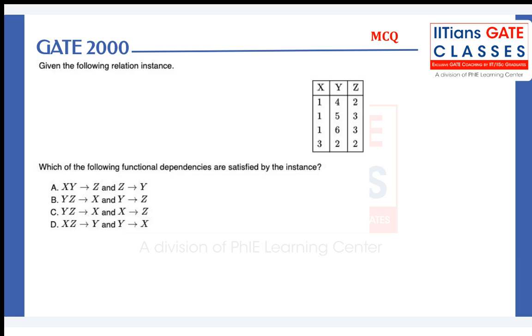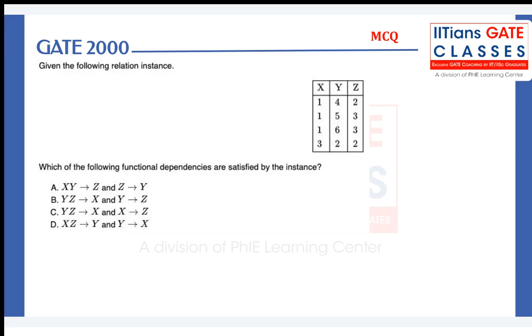XY derives Z. Can this be a functional dependency given the relation schema? Relation instance, sorry. XY derives Z. See, each value of XY is unique, right? In the table. Can you see that? Look at the pair XY. Is there any pair which has two instances?